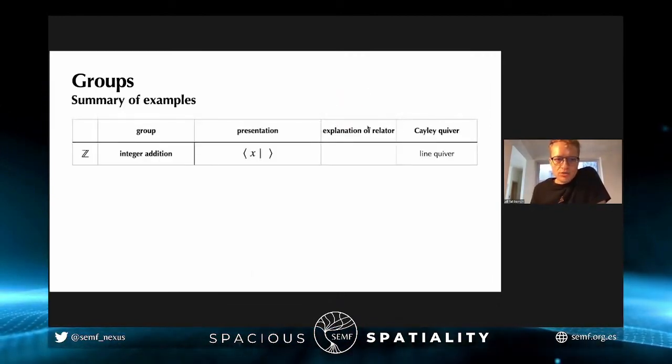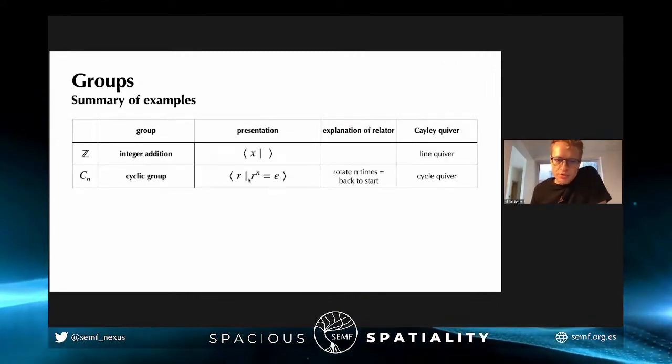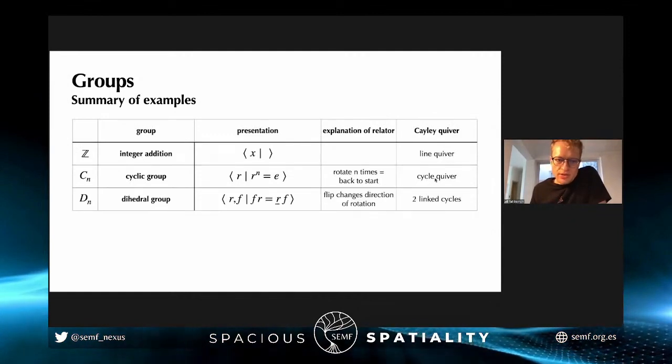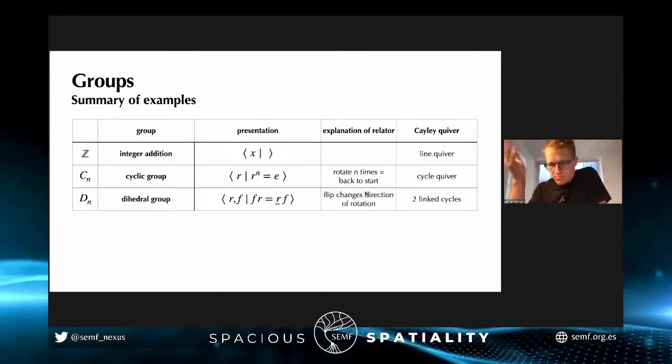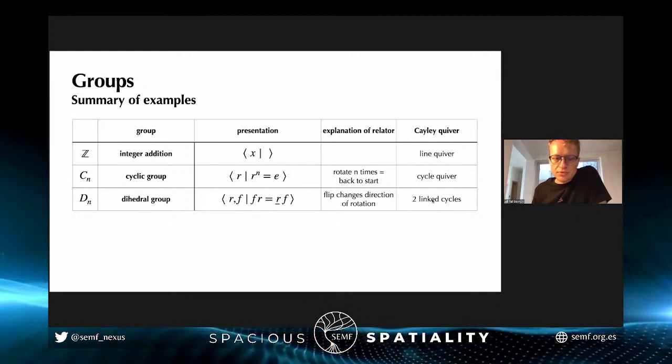Okay, let's summarize. We saw integer addition, which gives us a line quiver. The cyclic group gives us a cycle quiver. The dihedral group gives us this complicated thing of two linked cycles, at least for any n.